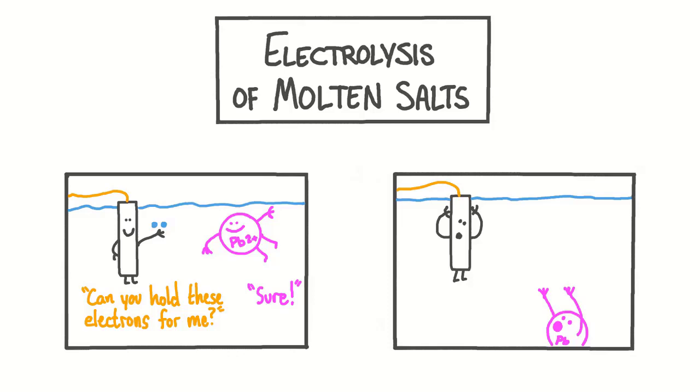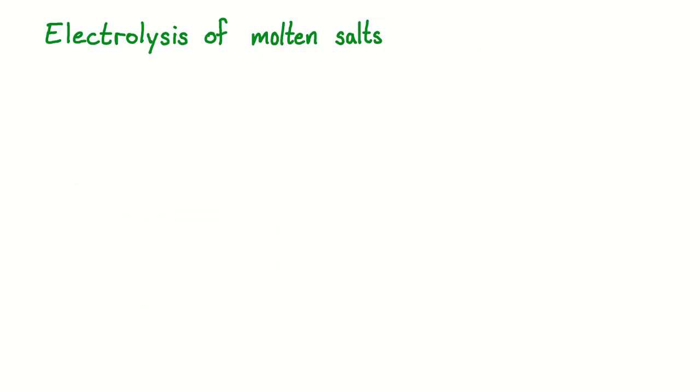In this video, we will learn how to describe the components of electrolytic cells and predict the products of the electrolysis of molten salts. This video is about the electrolysis of molten salts. The electro means we're using electricity, and lysis means separation.